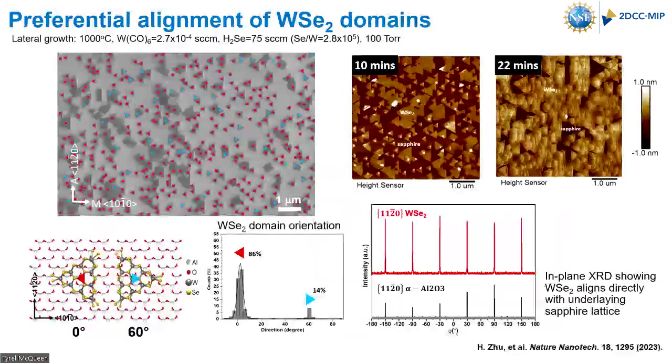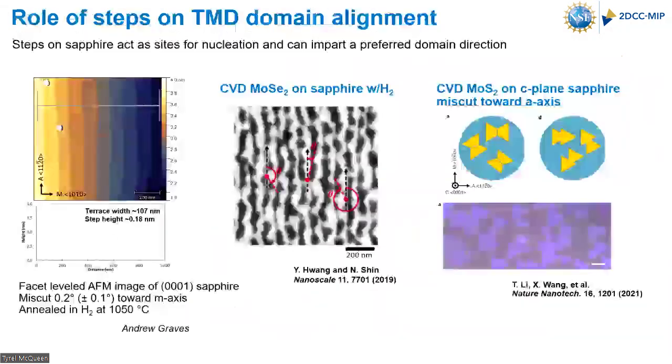So we adjusted our growth conditions, went up to even higher temperatures and higher chalcogen to metal ratios. And what we found is that we started to get a preferential orientation for the tungsten diselenide. So in this case, I've color-coded the domains here: the red ones have the 0 degree orientation and the blue ones have the 60 degree orientation. And you can see that about 86% have this 0 degree orientation, which looks good. All right.